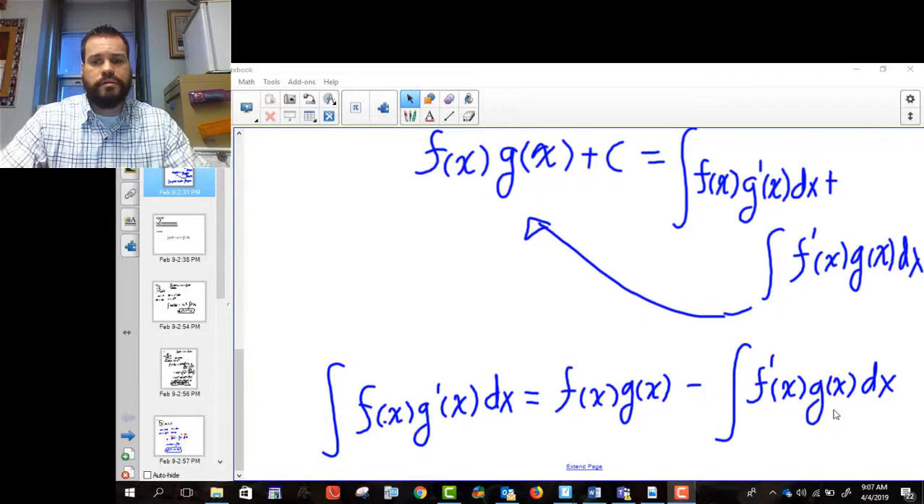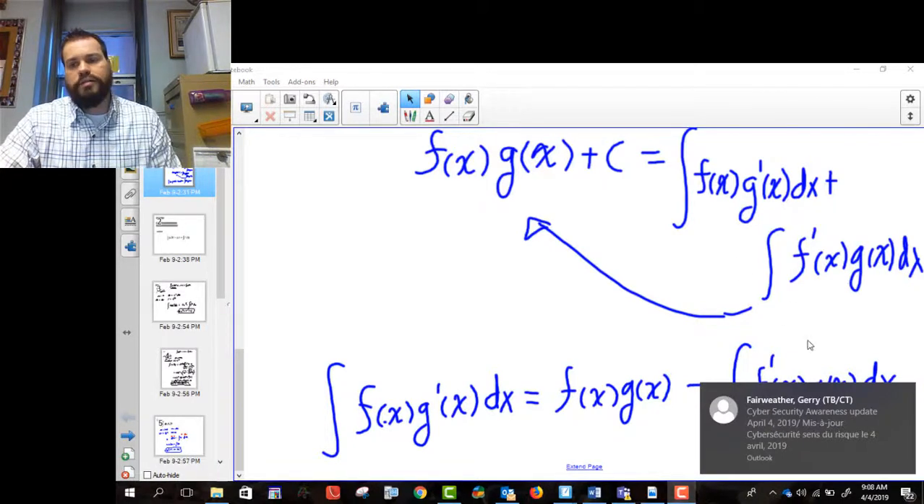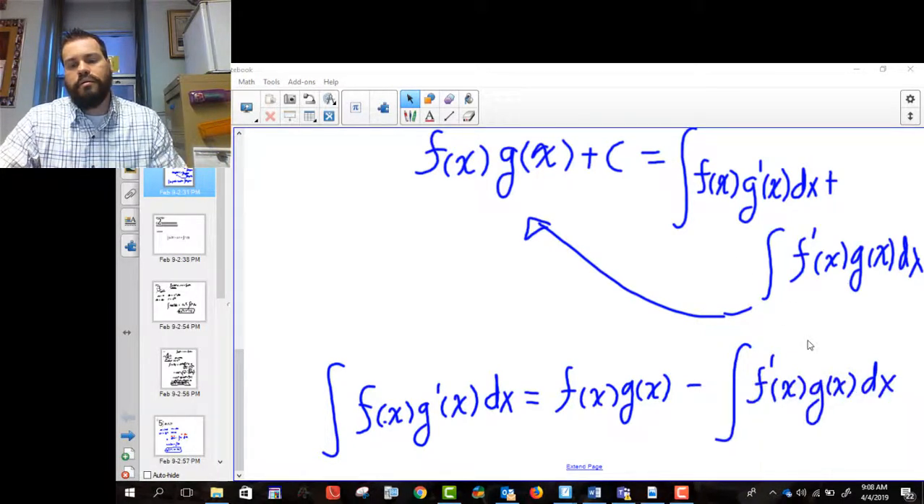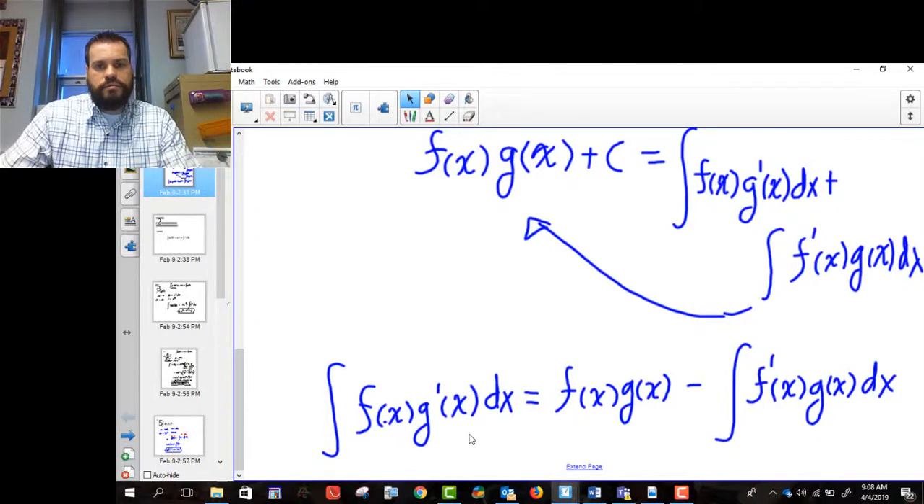So this is the premise of integration by parts: if you have two functions that are multiplied together, you treat one of the functions as f of x, and the other one as g prime. Doing that allows us to create another integral. We take f of x times g of x, but then we go minus the integral of f prime g of x dx, and often this integral is able to be integrated when the original one is not.